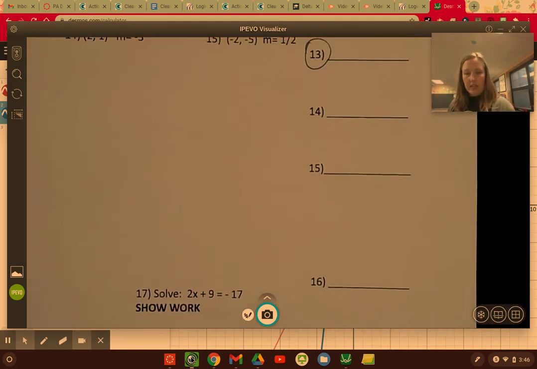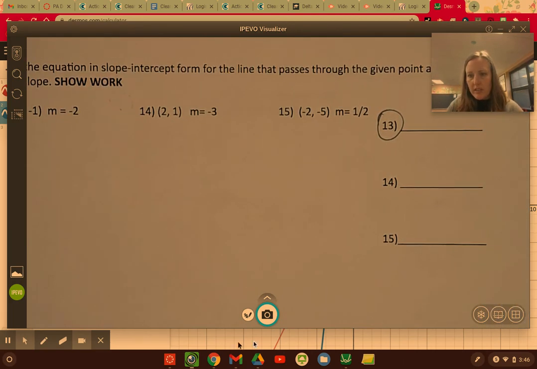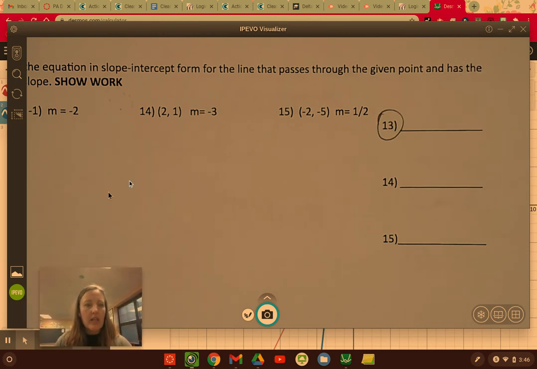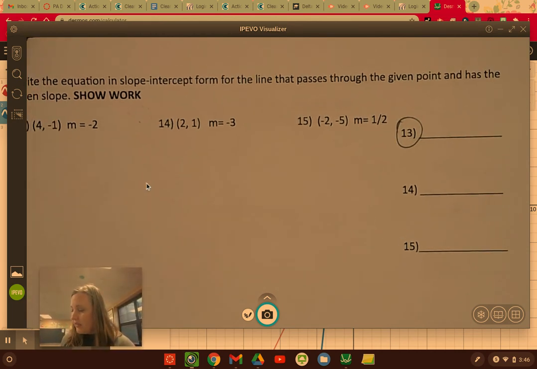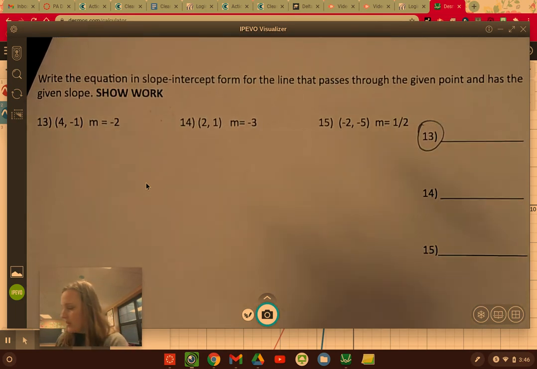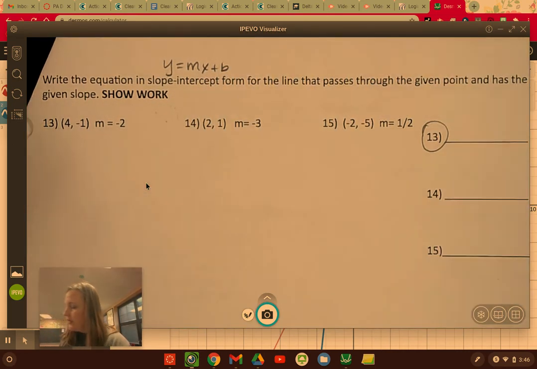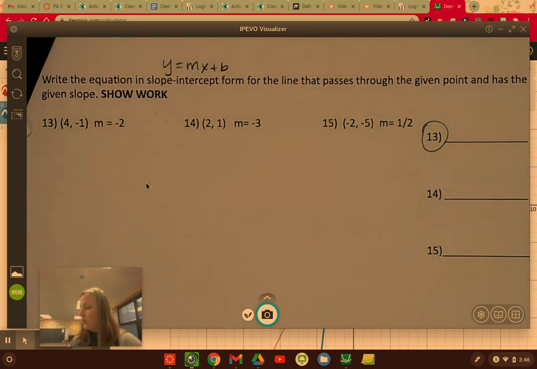Last one is 13. I feel like this video is forever long. I'm so sorry. So 13, it looks like my head's in the way again. Let's move you down here. Okay. Write the equation in slope-intercept form, y equals mx plus b, for the line that passes through the given point and has the given slope.